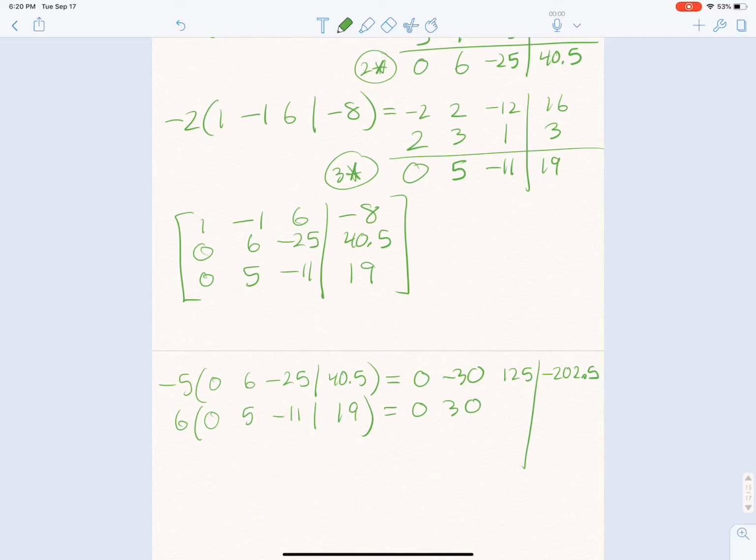0, 30, -66. And 60 plus 54 is 104? No, 114. 114? I wish I was good at math. I could do that in my head. All right, so now 0 plus 0 is 0. 0. And what's this? 59? Yeah. 59. And then what's this?